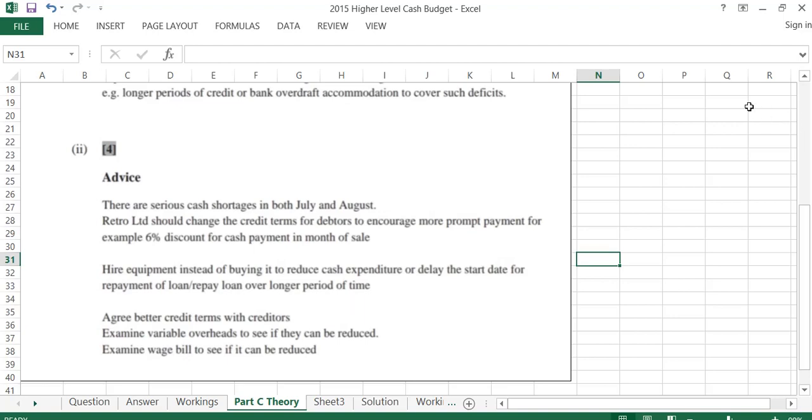So that finishes the 2015 higher level cash budget.